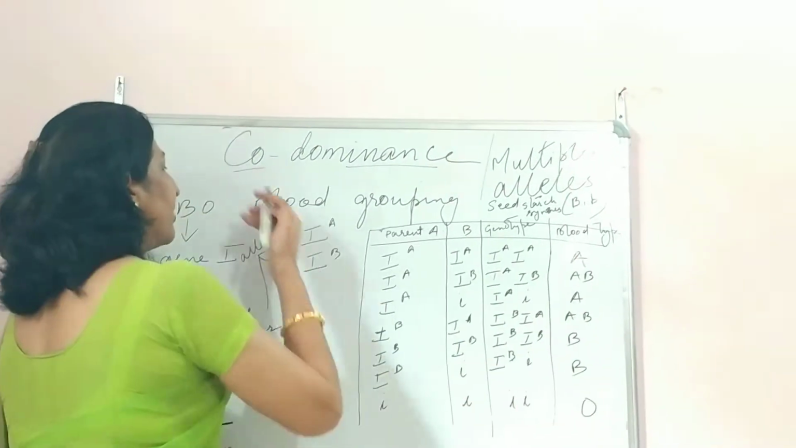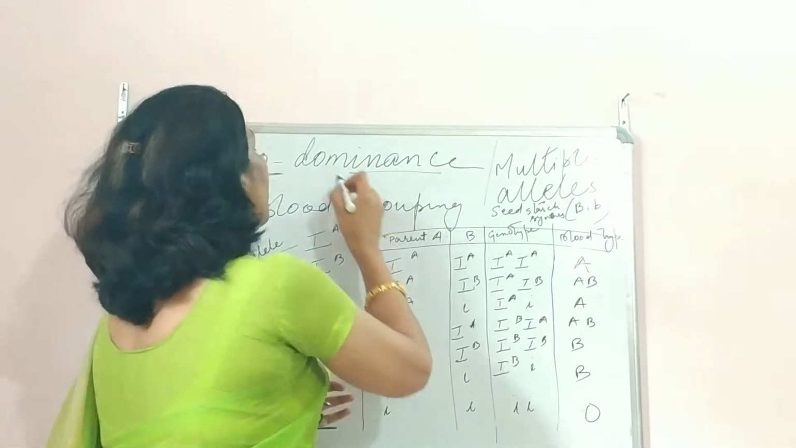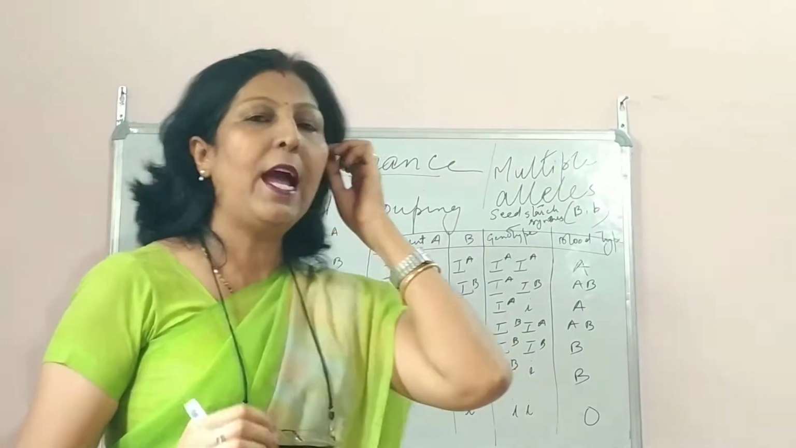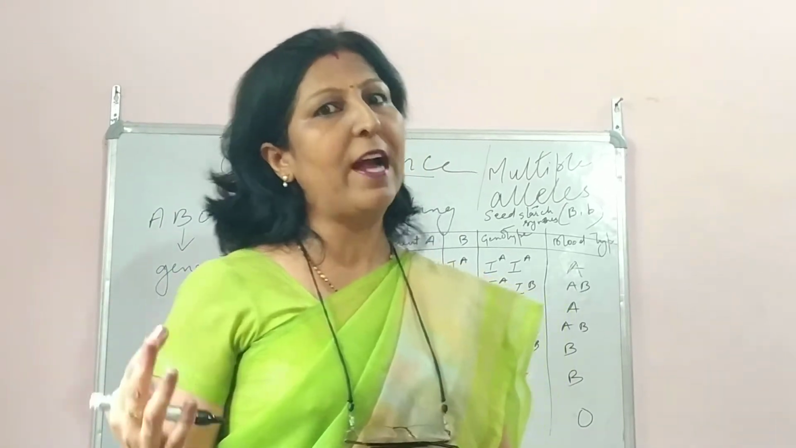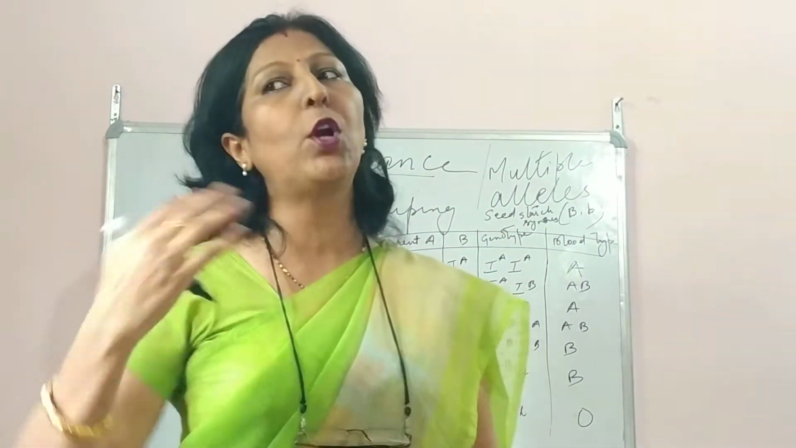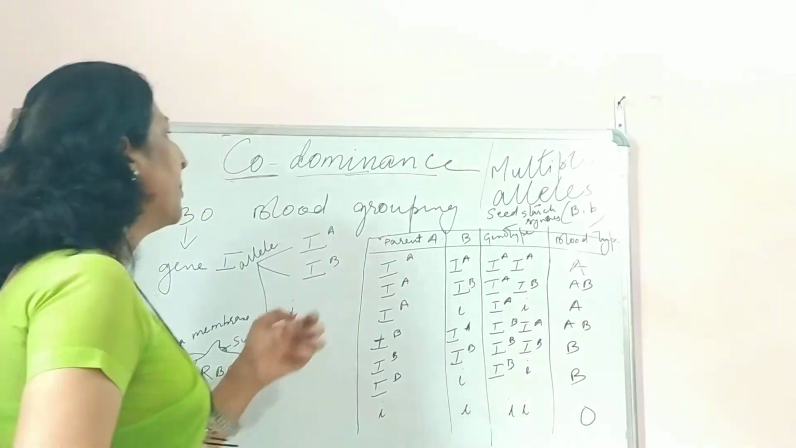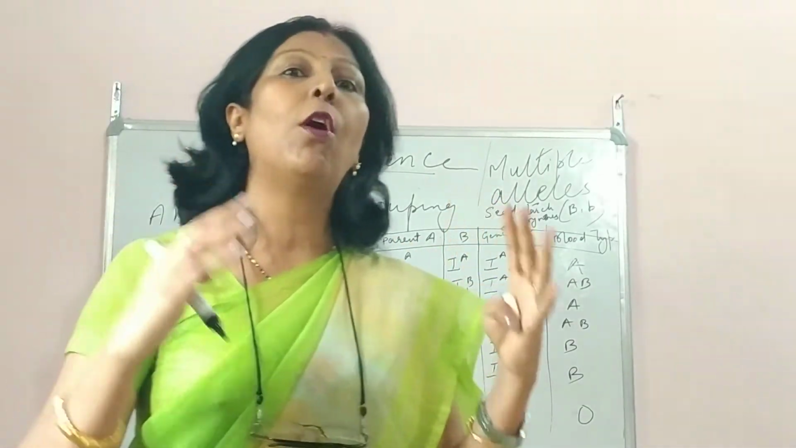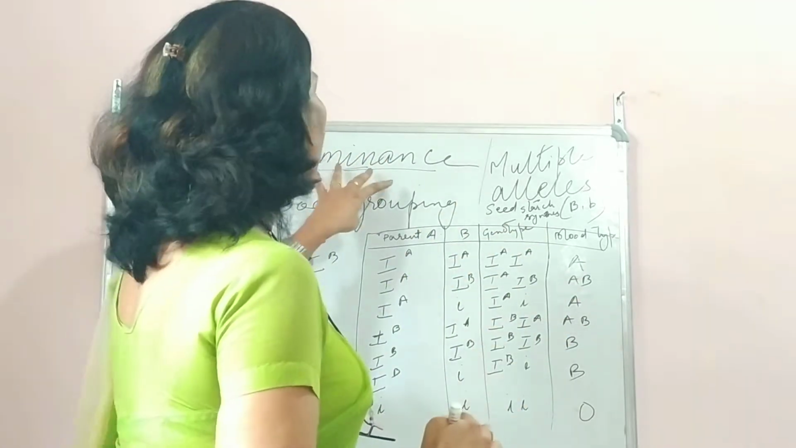As the name suggests, co is together. Codominance means, and you know that we have two genes for each trait, each factor. Like for height, we have capital T, it may be small t, it may be capital T, small t, but only two genes we have. So when both of them are dominant together, both of them exhibit together, it is known as codominance.